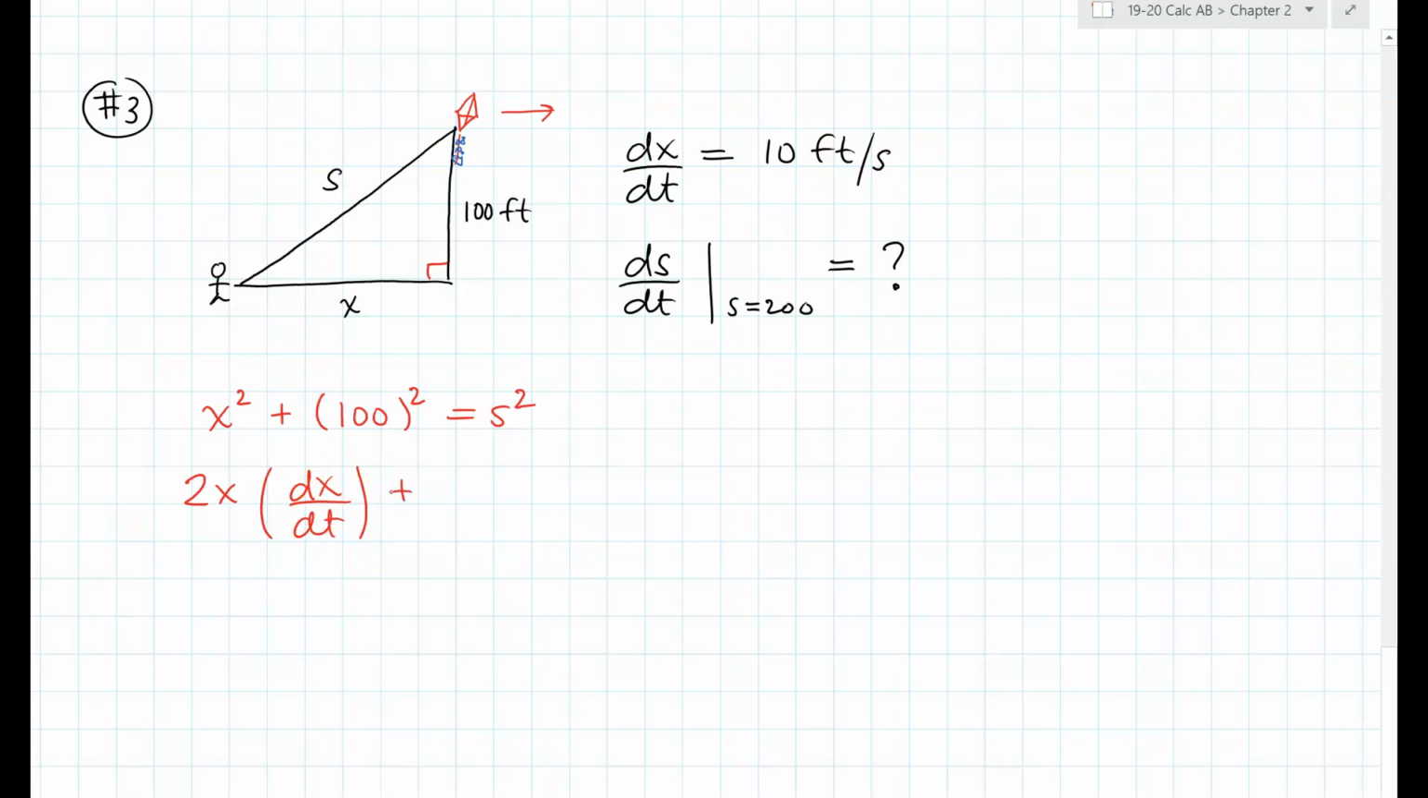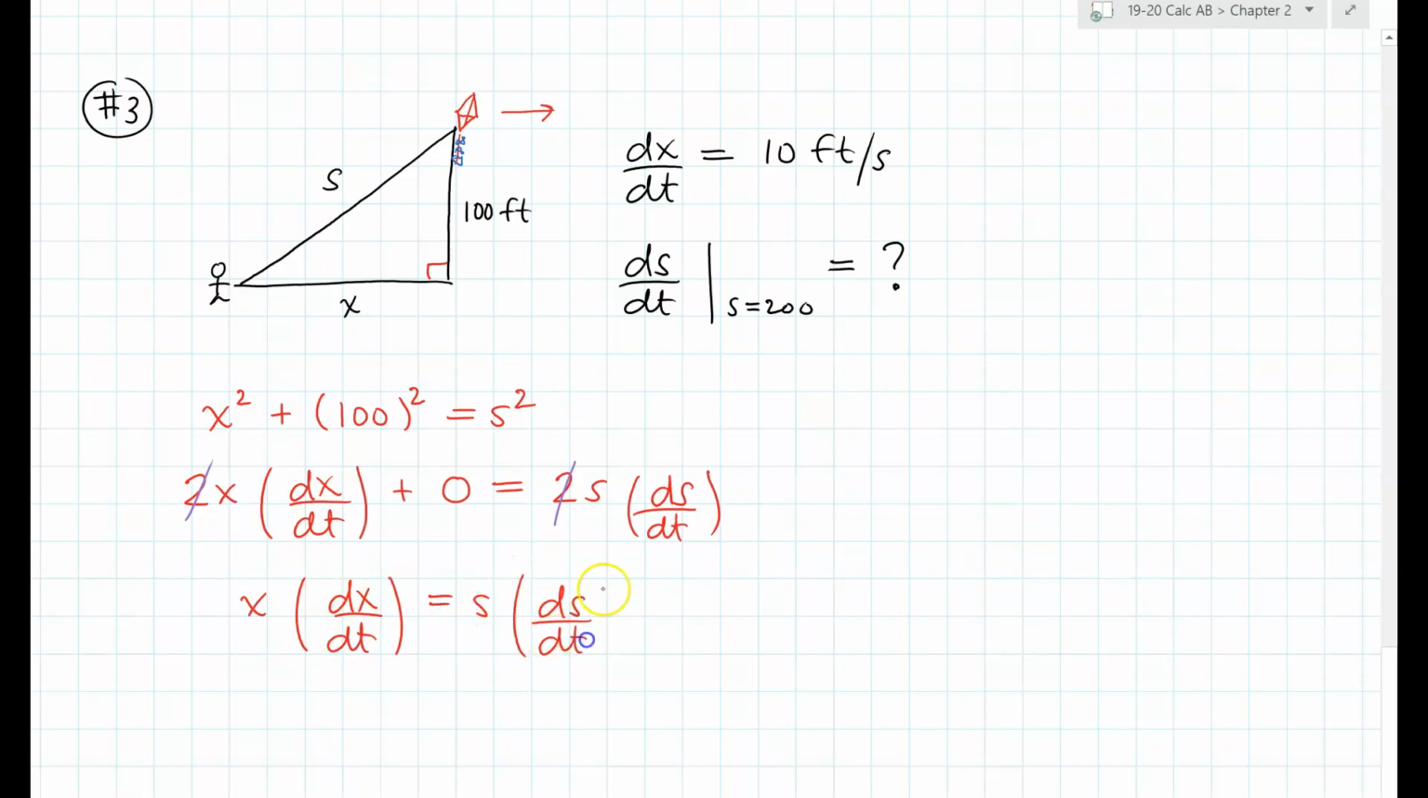Well, I don't really care what 100 squared is. All I know is it's going to be a constant, right? It's going to be a number. So what's the derivative of a number? 0. And then s squared becomes 2s ds/dt. Okay? Notice I can divide everything by 2 to cancel it out. So this is what I end up with. X dx/dt is equal to s ds/dt.